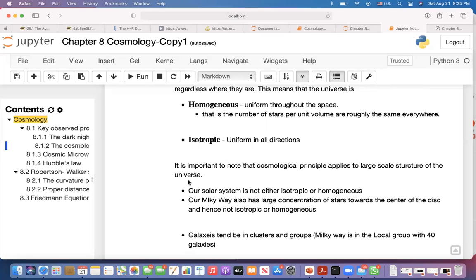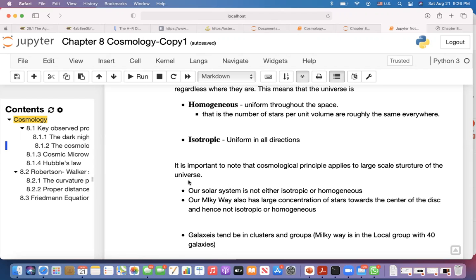Now let's go into the next scale that we learned. That is our own Milky Way. Now our own Milky Way has a large concentration of stars towards the center of the disk, right? If you remember, we had a separate section where we talked about galaxies and specifically about the Milky Way, and we talked about the structure and different parts of the Milky Way. Remember that there were three sections like disk, bulge, and halo for a galaxy, and we have a large concentration of stars towards the central region of this galactic disk. Now, what that means is our Milky Way is also not isotropic or homogeneous, right?